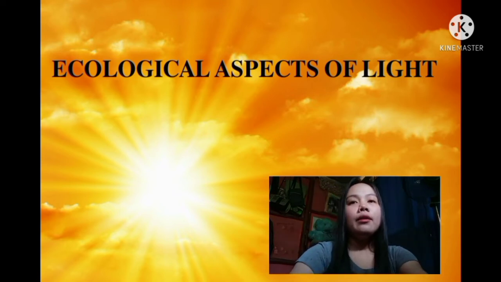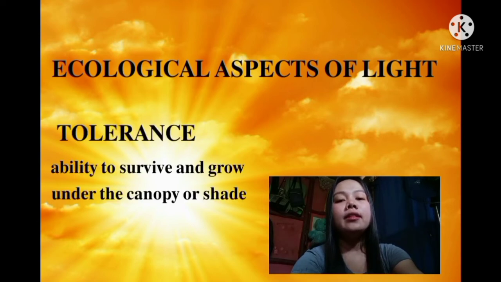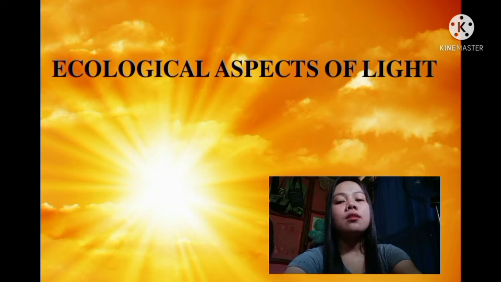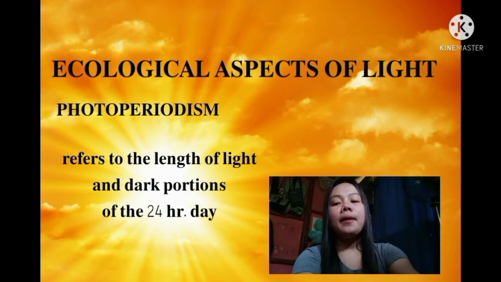First is tolerance. Tolerance is the ability of an organism to survive and grow under the canopy or shade, with lower light intensity, high humidity, moderate temperature, and reduced wind action. Next is photoperiodism. Photoperiodism refers to the length of light and dark portions of the 24-hour day. These are ecological aspects of light.